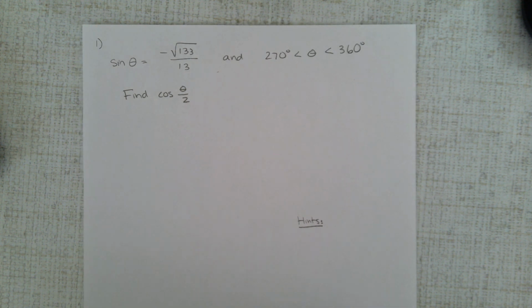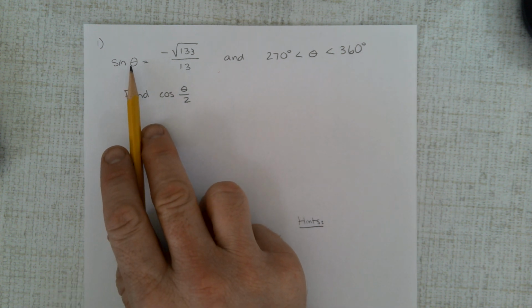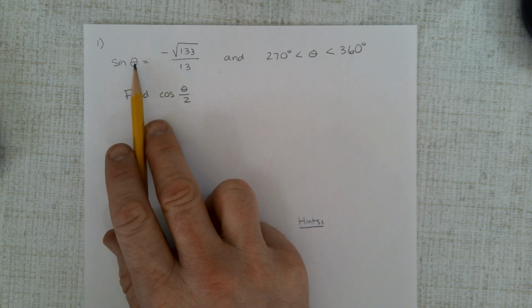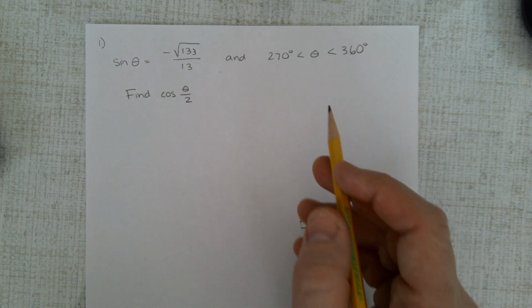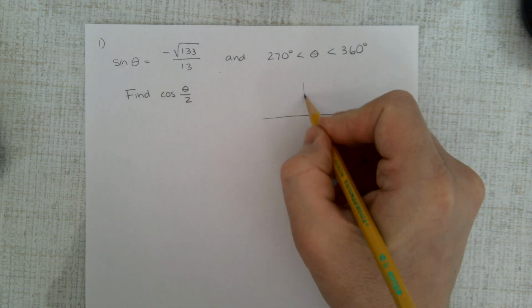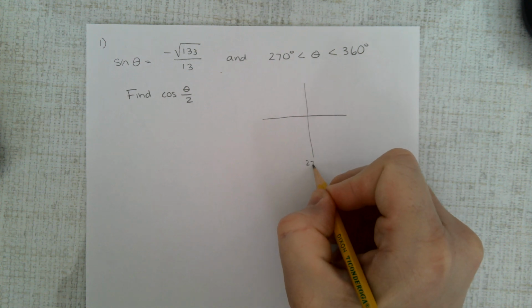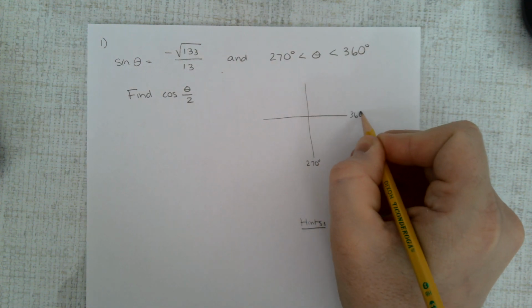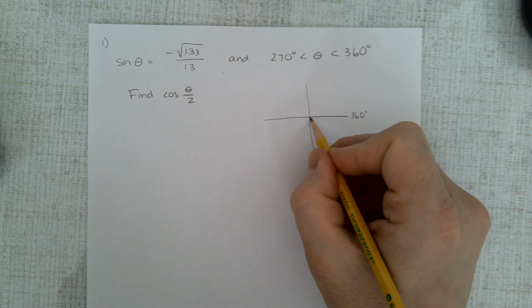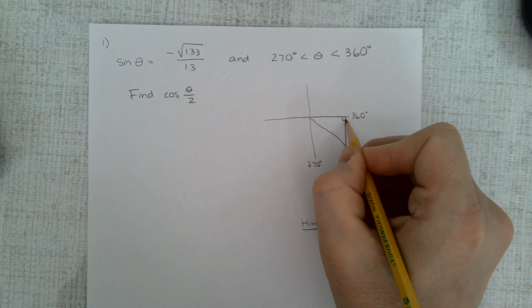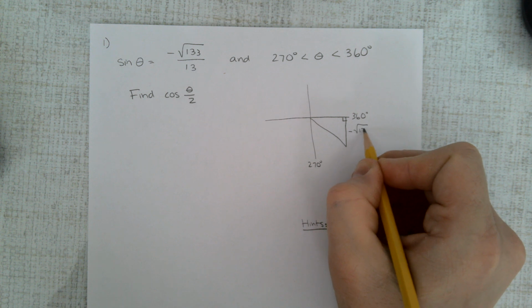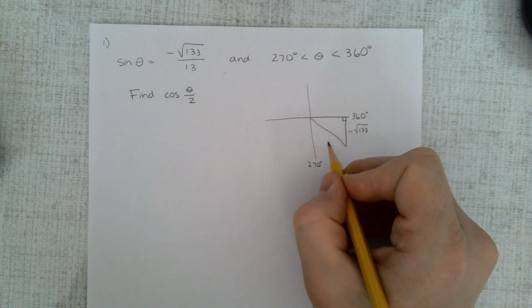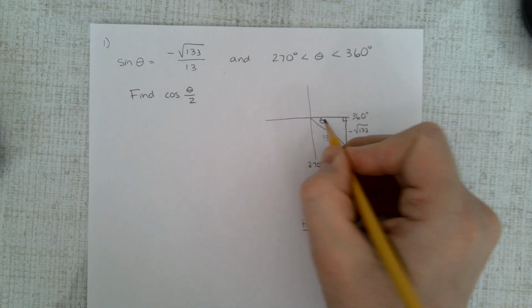Alright, I'm going to go over problem 1 with the homework for today. We've been given this angle, sine of theta, and we know this about the sine, and we know it's in this quadrant. So let's go ahead and draw that angle first. So this is 270 and 360. So it's in this area down here. And I'm just going to draw that right there, and we know the sine is negative root 133 over 13. So there's our angle theta.